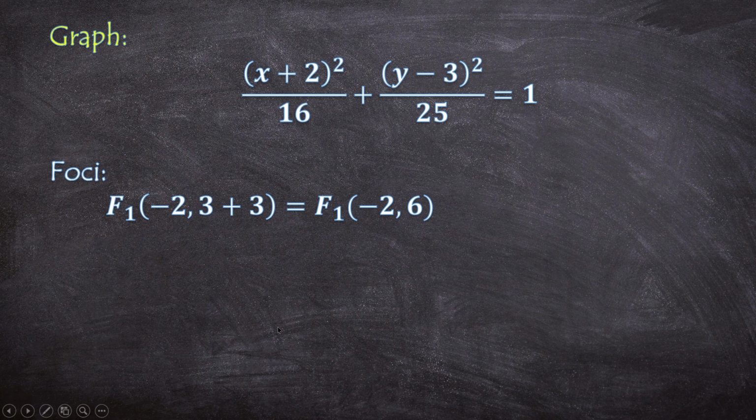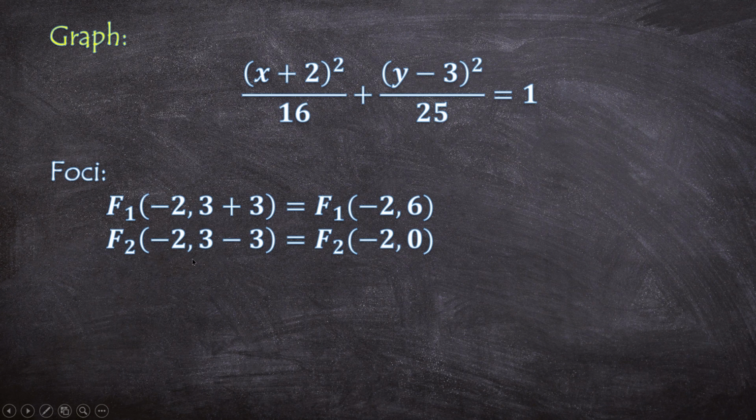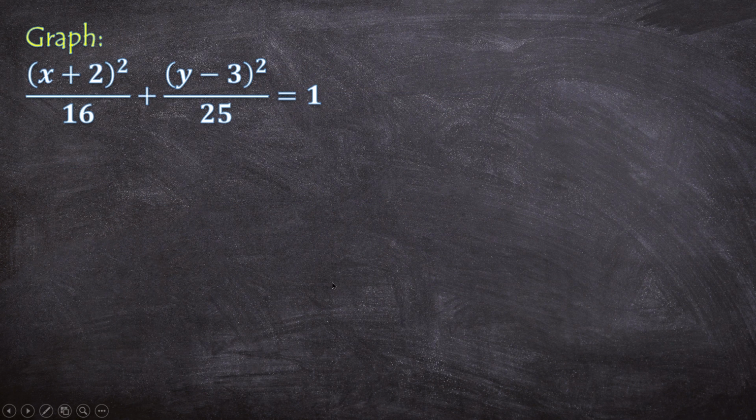For the foci, since it is collinear with our vertical major axis, the y component is changing. So we need to add c units from the center. So we have negative 2, 3 plus 3, so we have negative 2, 6. And then the second focus, subtract c units from the center. So we have 3 minus 3. So we got negative 2, 0.